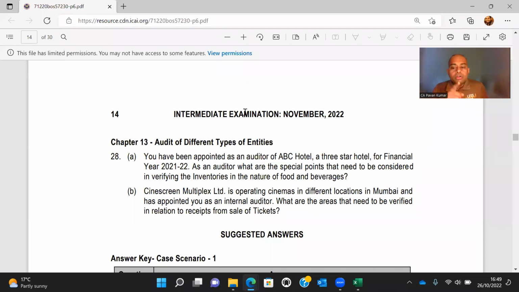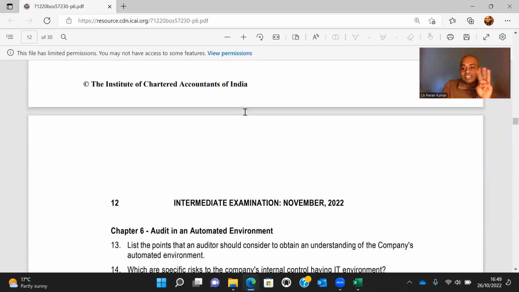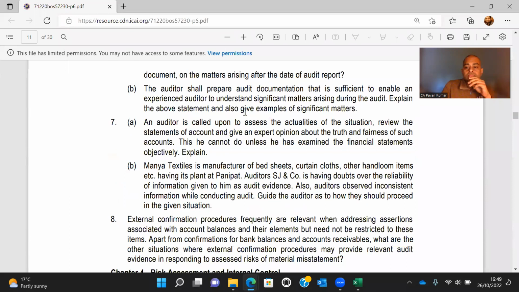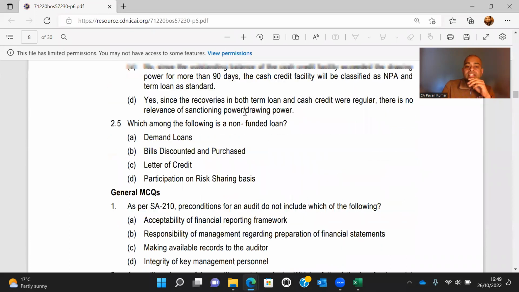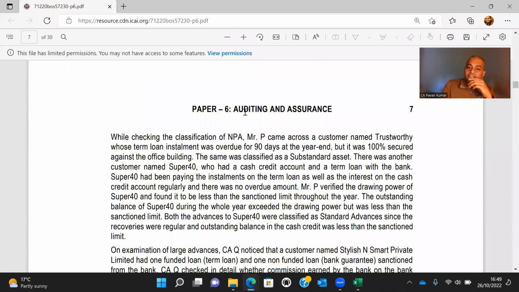So what are you going to do? How many RTPs will you read? 3. How many previous year question papers will you read? 3. Not to learn auditing, but just to learn how an answer should be written to a given question. So will you practice these 3 RTPs? Yes or no? Very good.